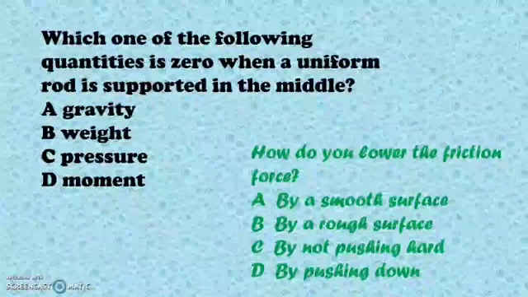Which one of the following quantities is 0 when the uniform rod is supported in the middle? Options are A, gravity, B, weight, C, pressure and D, movement. The correct option is D, that is movement.